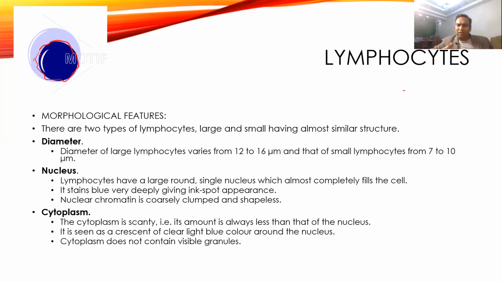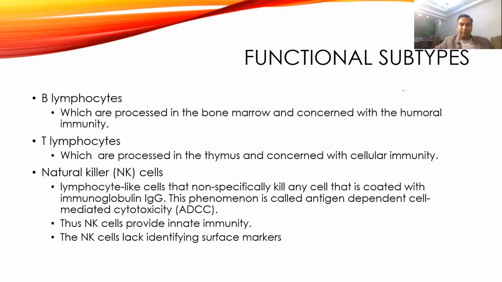And the nucleus usually has chromatin which is very coarse, crumpled, and shapeless. So it will not be specifically lobulated or anything. It is spread throughout the nucleus uniformly. Cytoplasm in small lymphocytes is very, very scanty. In large, it will be a little bit more. And in proportion, if you see nucleus and cytoplasm, the cytoplasm is always less than the size of the nucleus, and because of that it usually shows a crescentic shape of blue color which surrounds the nucleus, and there are no visible granules.